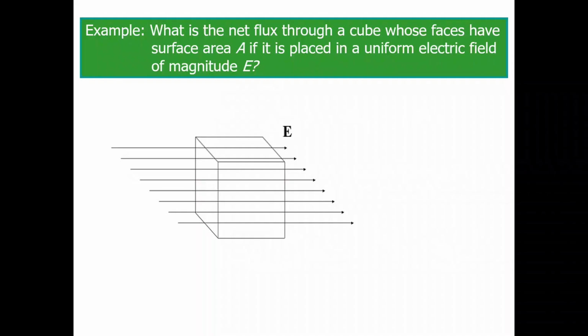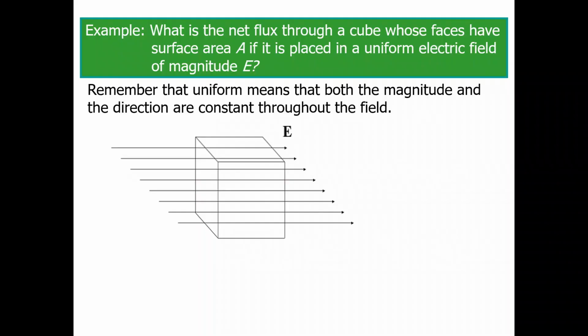So we're going to do this example. We want to find the net flux through a cube whose faces have a surface area A if it is placed in a uniform electric field of magnitude E. So picture the setup here. This electric field is going through the whole surface. It's uniform. So I'm only showing a few of the field lines, but these field lines are everywhere. And all these field lines are constant in magnitude and direction.